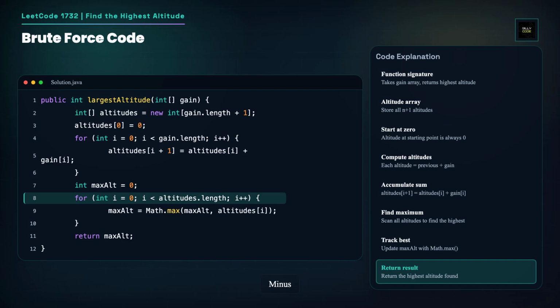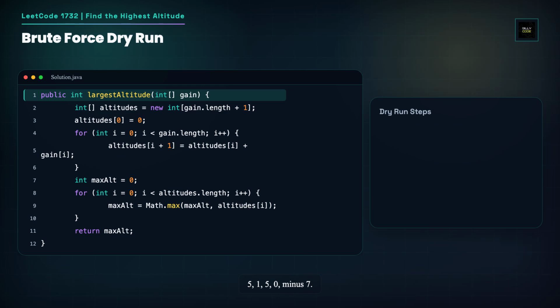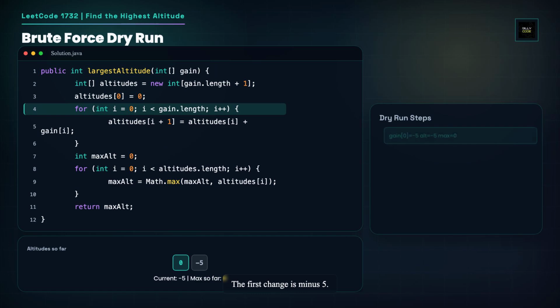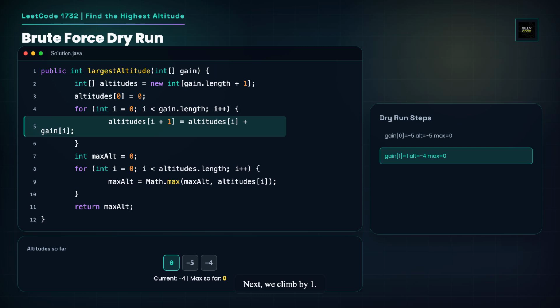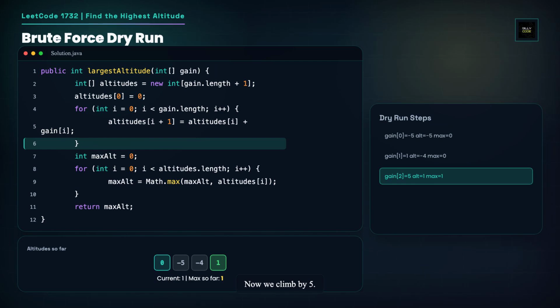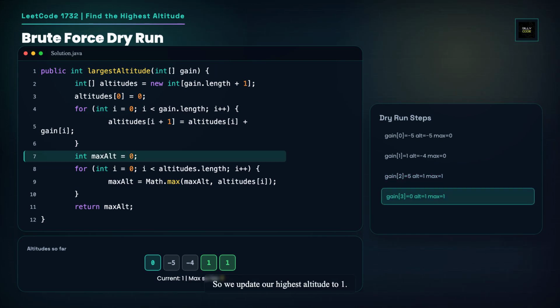Let's use the same example. -5 1 5 0 -7. We begin at altitude 0. That's also our highest altitude for now. The first change is -5. Now we're at -5. Is this higher than 0? No, so nothing changes. Next, we climb by 1. Now we're at -4. Still lower than 0. Move again. Now we climb by 5. Our altitude becomes 1. That's higher than 0. So we update our highest altitude to 1.